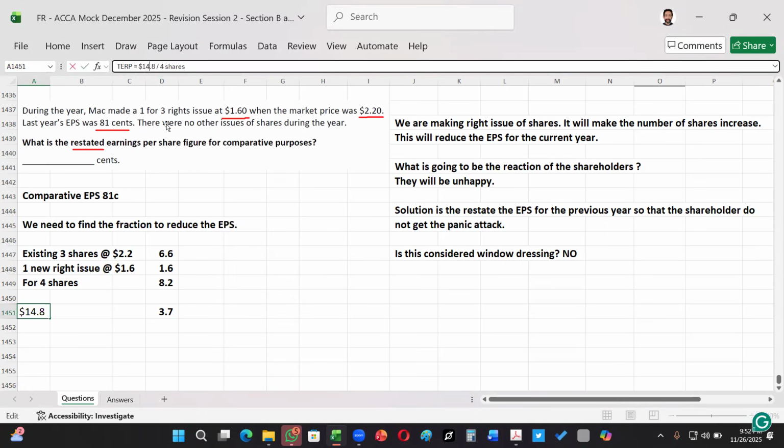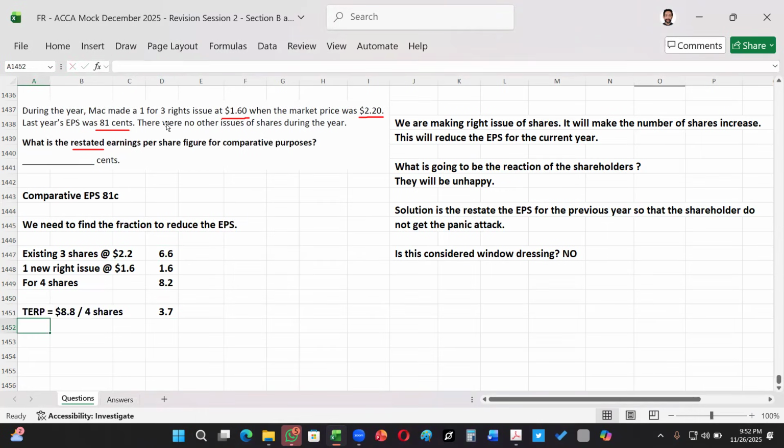So that is not 14.8, that is 8.8. We divide 8.8 by 4 and we get a different value. So 8.8 divided by 4 is going to be 2.2. So 2.2 is the value that exists now, and the new value is this. So that is 8.2. Okay, have I got another calculation wrong? No, that's fine. Okay. So now we have 4 shares.